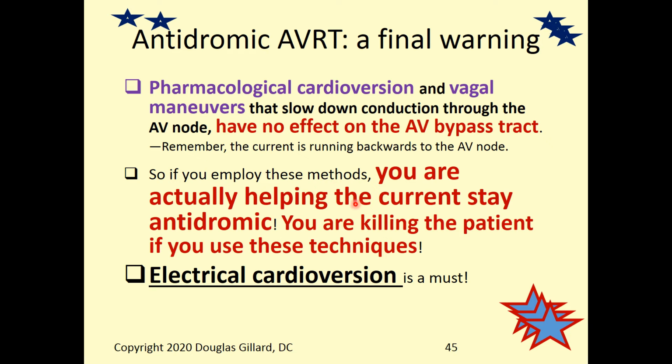Final warning, Garcia talks about pharmacological conversion and vagal maneuvers. They will have no effect when on the bypass tract. Why? Well, it's running backwards, so it stimulates the decremental conduction. It stimulates the slowdown portion of the AV node, but it doesn't matter, it's running backwards. In fact, there's some research that says it can actually make the rate of ventricular contraction go worse or go faster, so you could actually kill the patient by doing this.